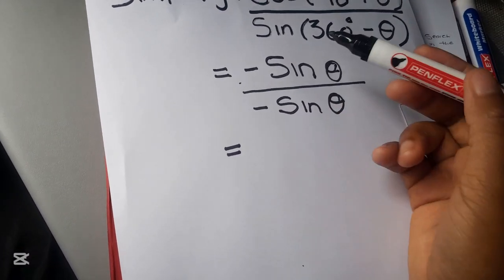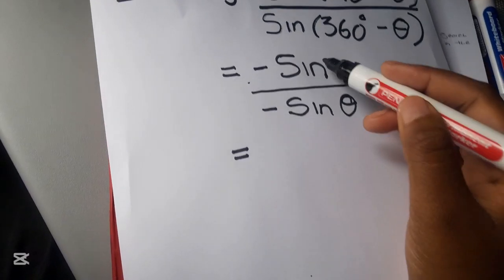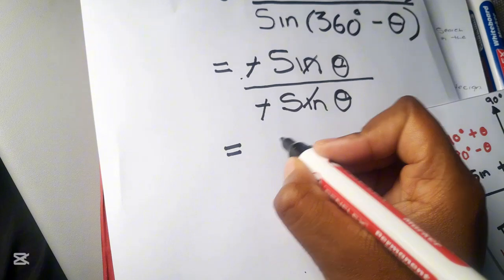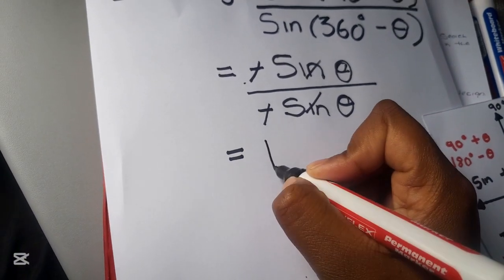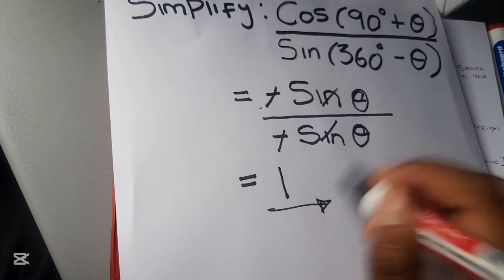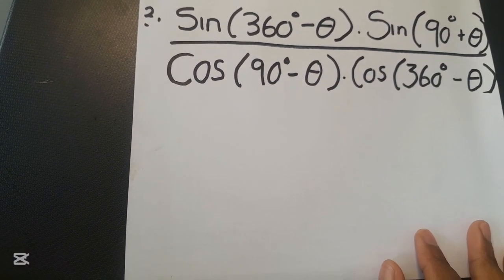So we can see that the upper part and the lower part are the same. This is going to cancel this, and we're going to be left with 1, and that's the final answer. On to the next example.